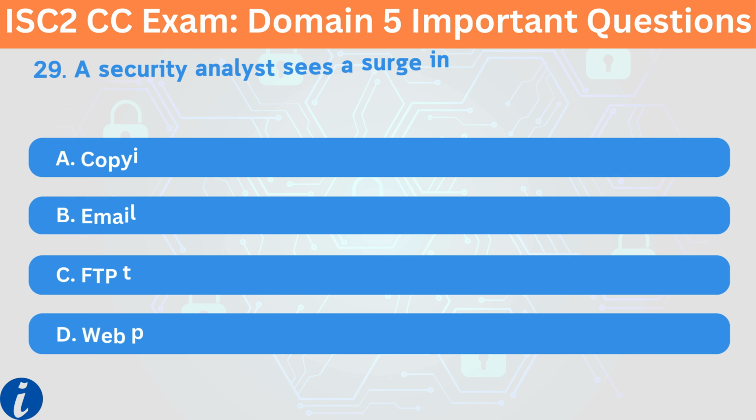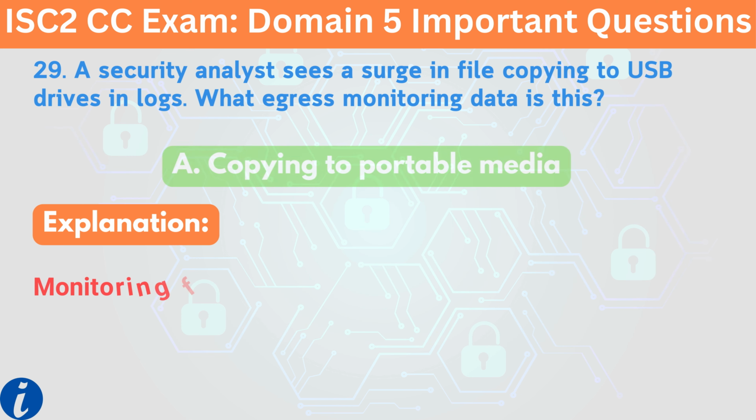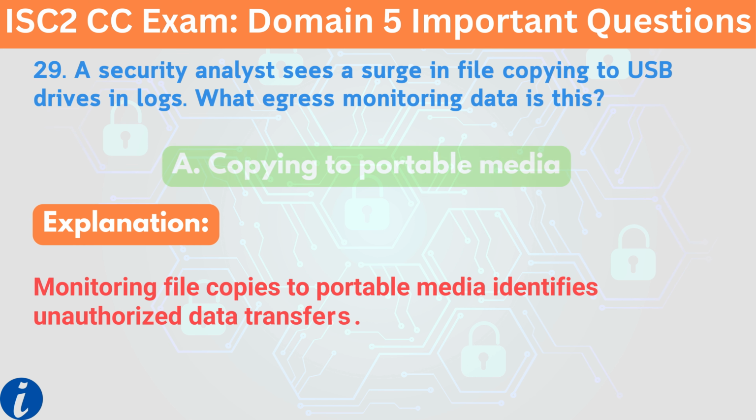29. A security analyst sees a surge in file copying to USB drives and logs. What egress monitoring data is this? A. Copying to portable media. B. Email, content and attachments. C. FTP transfers. D. Web page postings. The correct answer is A. Copying to portable media. Explanation. Monitoring file copies to portable media identifies unauthorized data transfers.